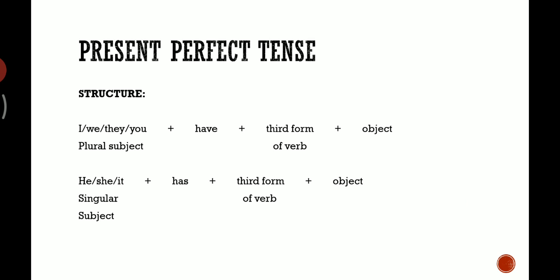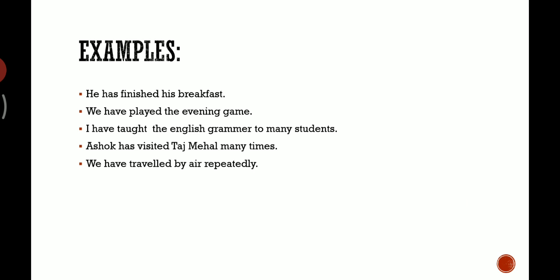Now, let's understand this concept with the help of some examples. He has finished his breakfast. We have played the evening game. I have taught English grammar to many students. Ashok has visited the Taj Mahal many times. We have traveled by air repeatedly.